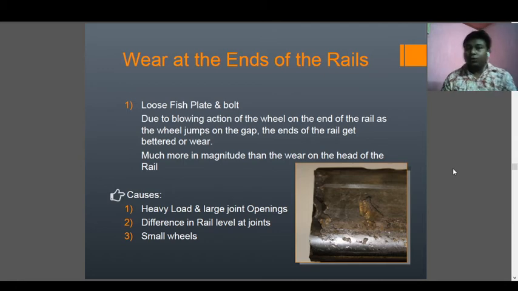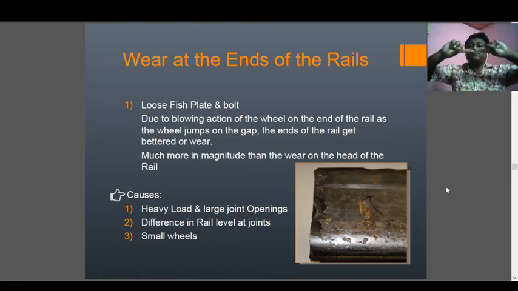So you know what is fish plate? Fish plate is nothing but a joining section. Suppose these are two railway tracks, meaning two railway segments. These two railway segments are joined by some fish plate on the inner side.